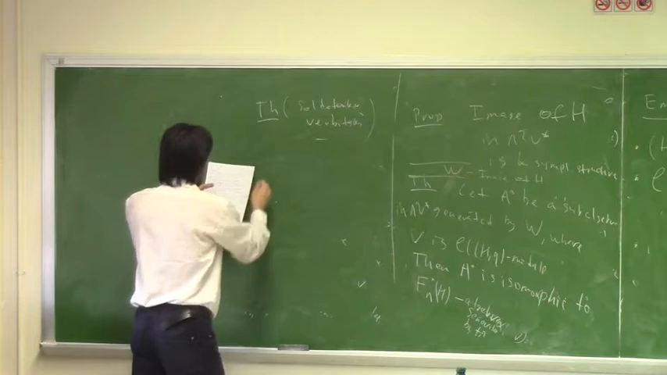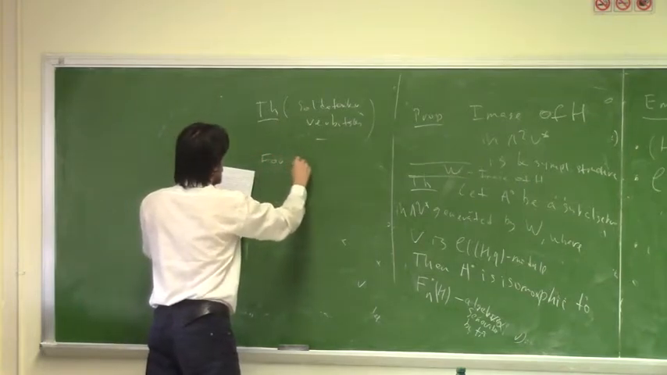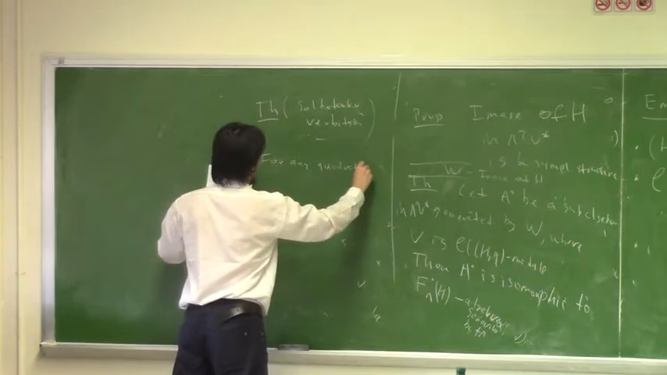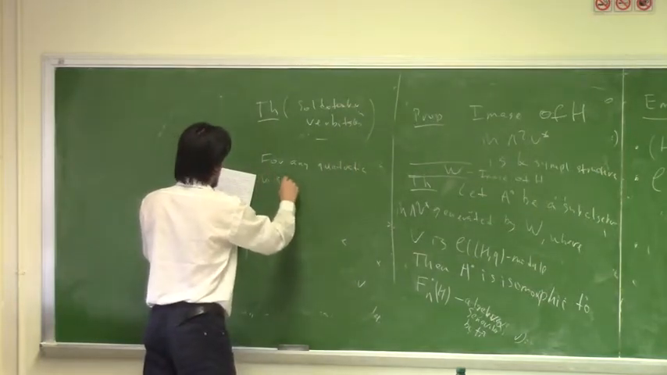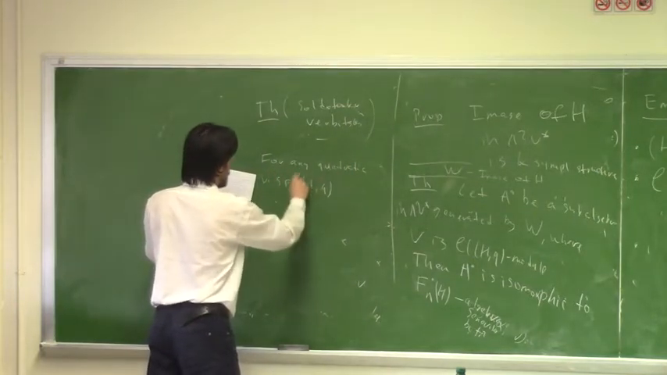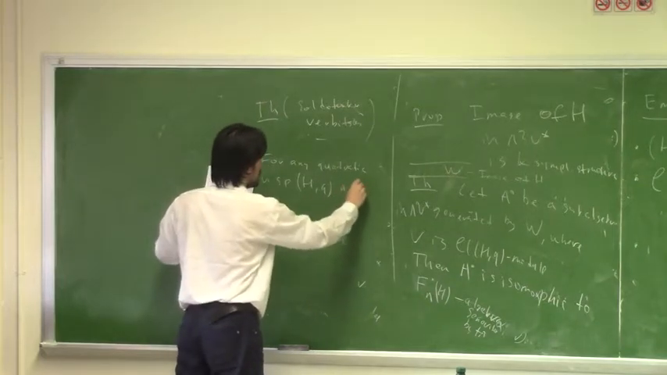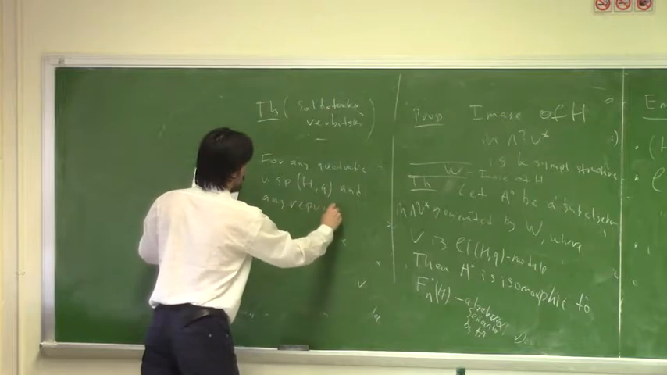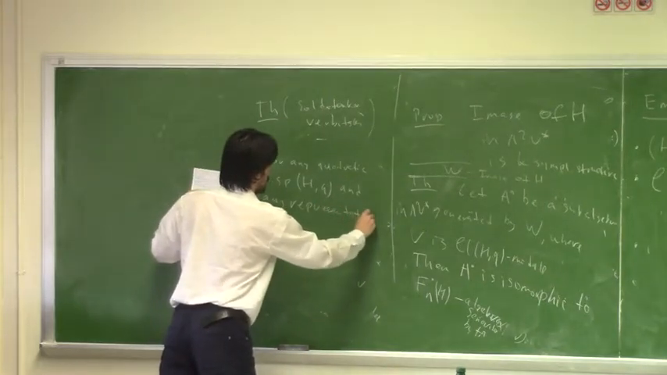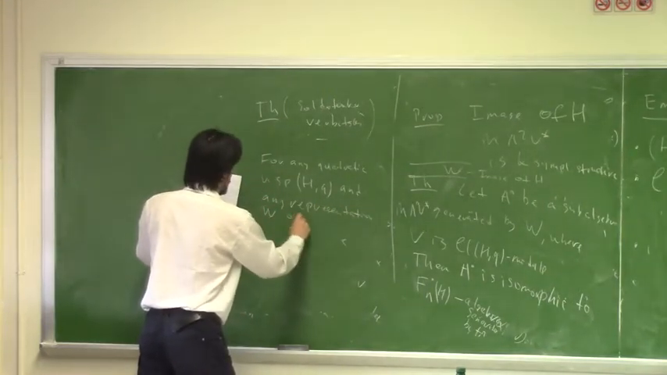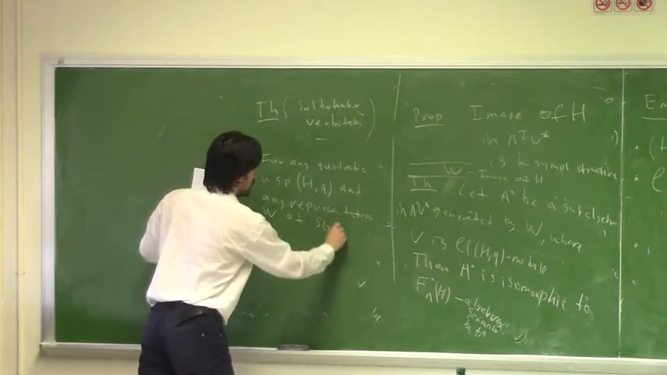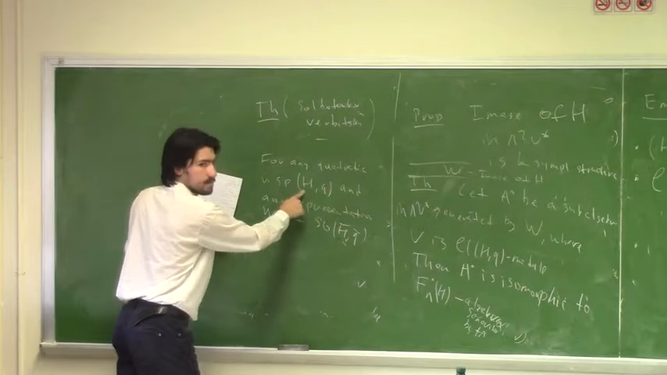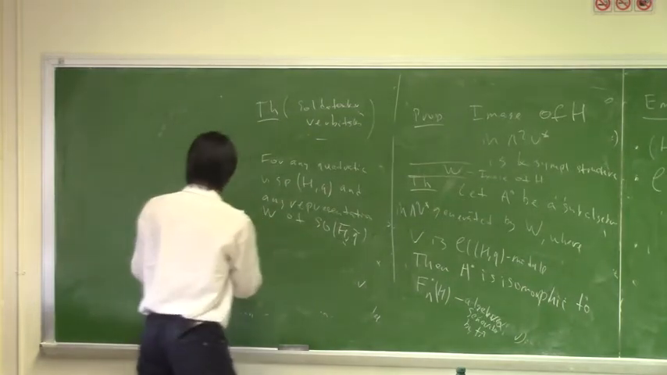The theorem is the following. For any quadratic vector space H over Q, any representation W of SO(H tilde, Q tilde). So this is the Mukai extension of H, the usual one.